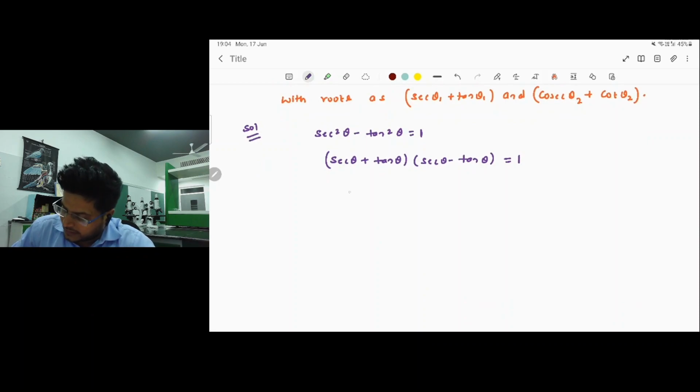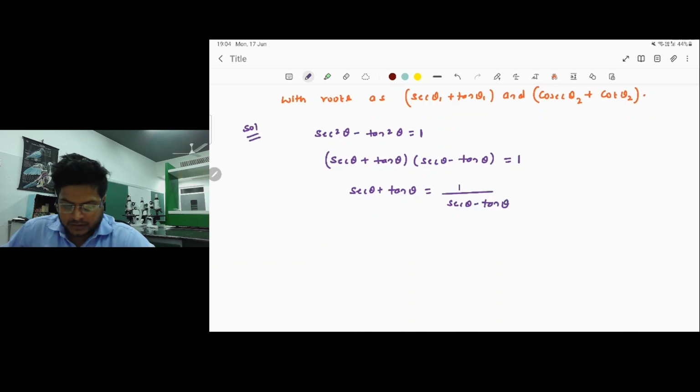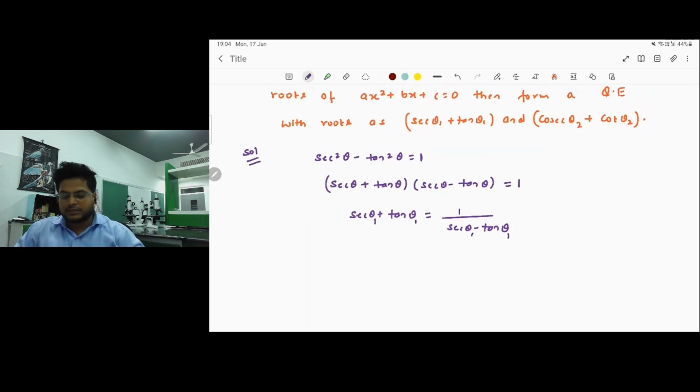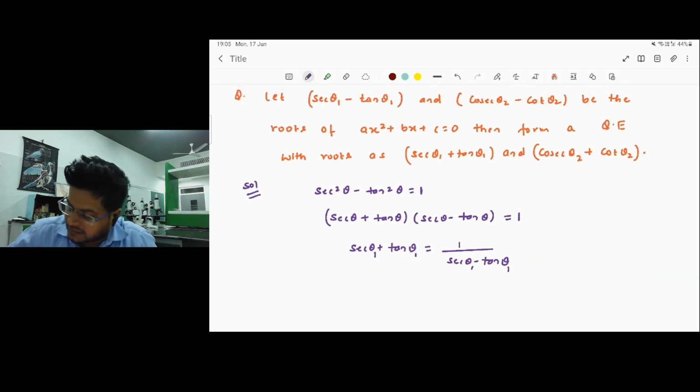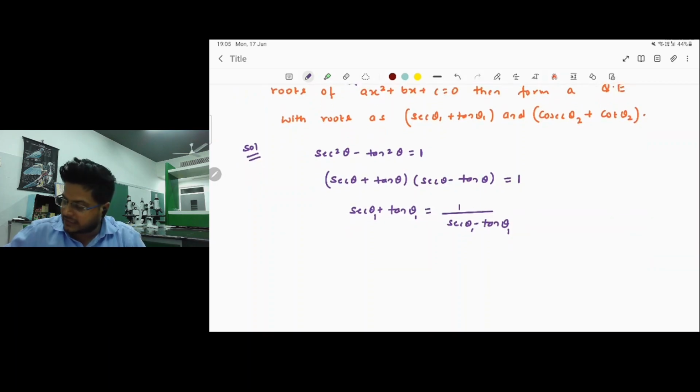So can I also say that sec theta plus tan theta equals 1 by sec theta minus tan theta, right? If you want to put 1, you can put 1. Now imagine if I call sec theta 1 minus tan theta 1 as alpha, right? So can I say that sec theta 1 plus tan theta 1 is nothing but 1 by alpha?